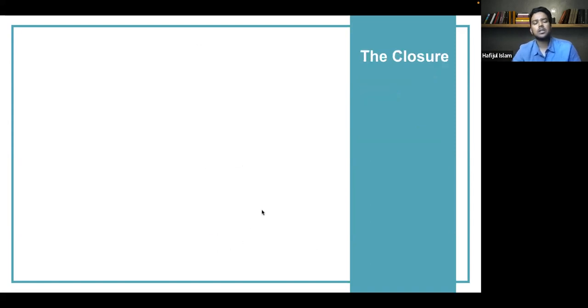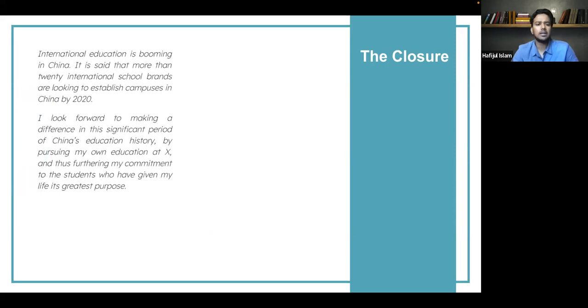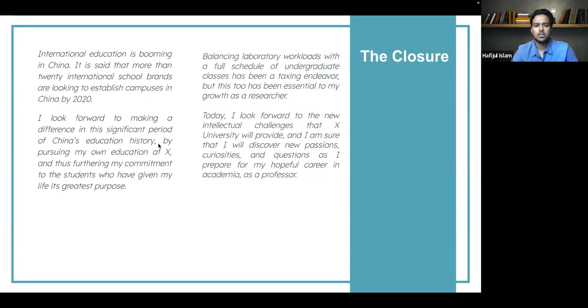And now the closer. You can see it's in four distinct parts: the introduction, why this program, why you are fit for this, and now you close. You close in a similar manner. The master's student can say that this is a very booming thing, and I want to participate in this. A PhD student will say something similar, the same kind of thing already stated in the introduction. Nothing new, but in a different manner.